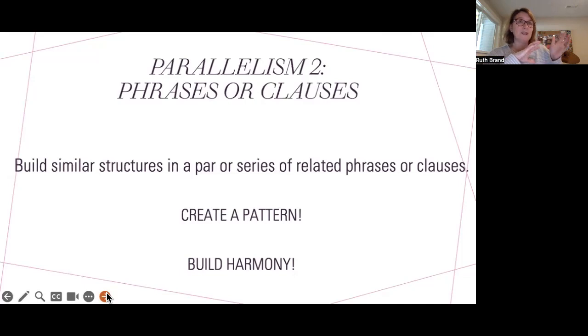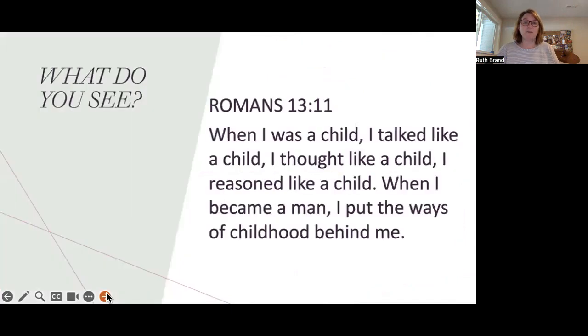And so whereas when we use single words, we built similar words, right? So maybe three adjectives to describe something. And that lent some parallelism. But now we're going to take that and we're going to make it bigger. We're going to jump off of that practice that we have, and we're going to build parallel phrases or parallel clauses. And our goal is to create a pattern to build harmony. The best way to figure this out, I think, is just to look at examples.